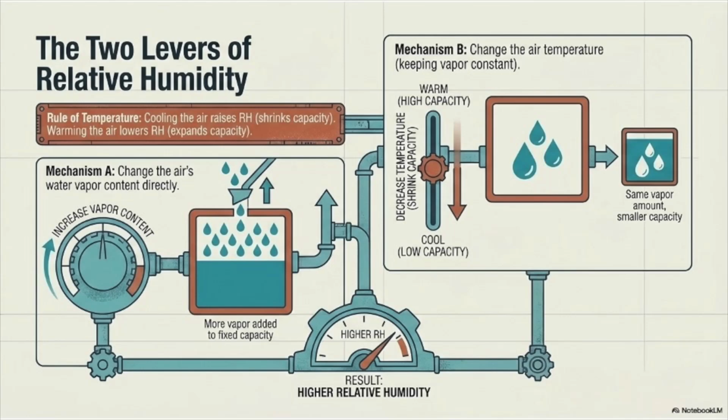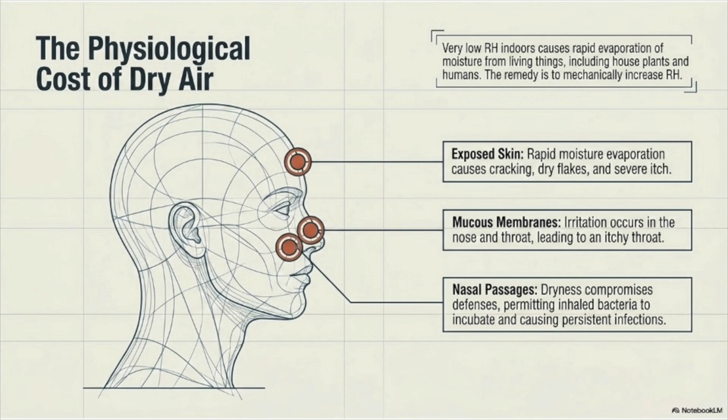Extremely low relative humidity indoors carries a real physiological cost. It causes rapid evaporation of moisture from living things, including houseplants and humans, and the remedy is to mechanically increase relative humidity. On exposed skin, rapid moisture evaporation causes cracking, dry flakes, and severe itching. On mucous membranes, irritation occurs in the nose and throat, leading to an itchy throat, and in the nasal passages, dryness compromises natural defenses, permitting inhaled bacteria to incubate and causing persistent infections.